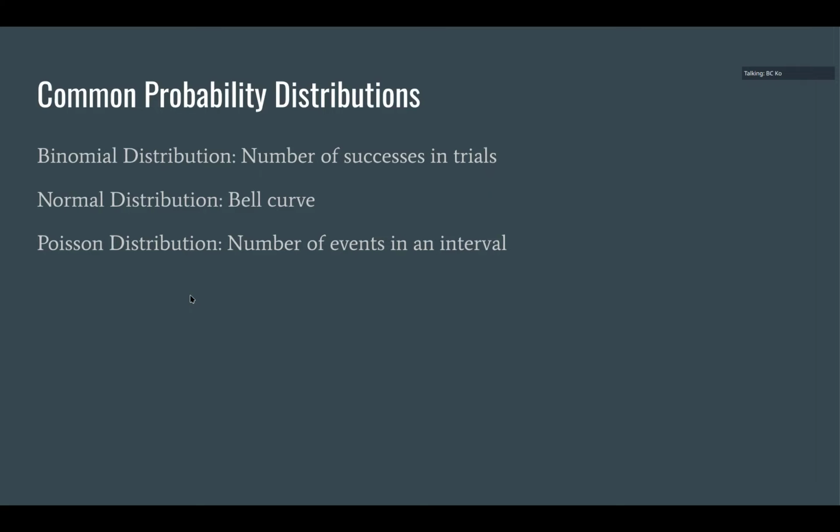And lastly, the Poisson distribution is another discrete distribution that expresses the probability of a given number of events occurring in a fixed interval of time or space. And this is particularly useful if you want to model rare events or events occurring at a constant average rate.